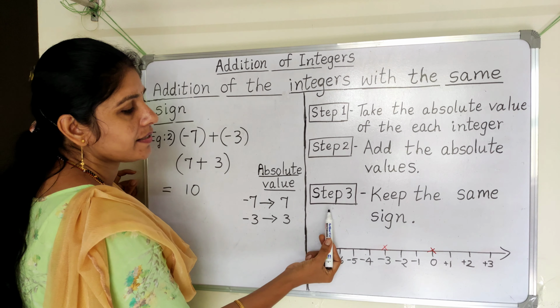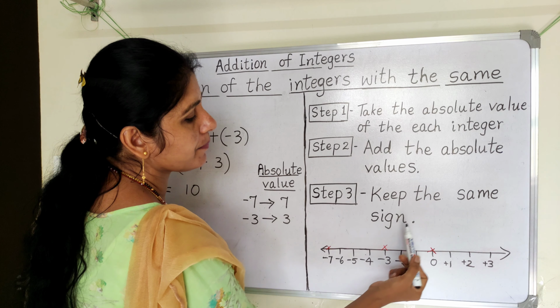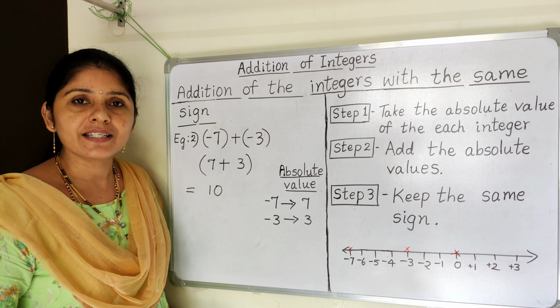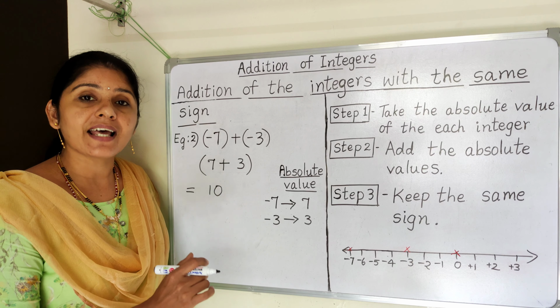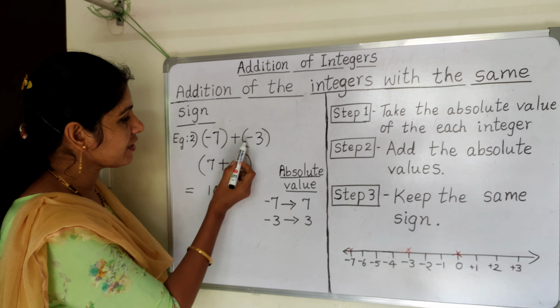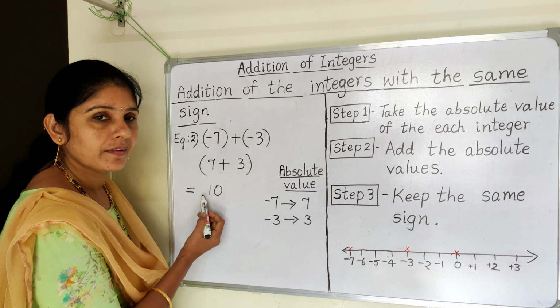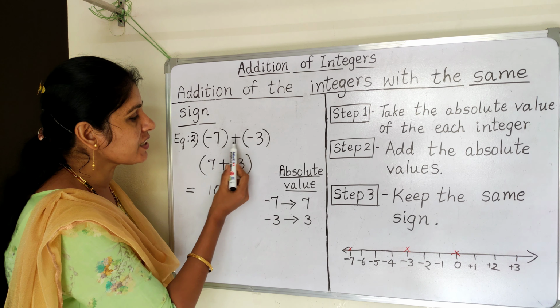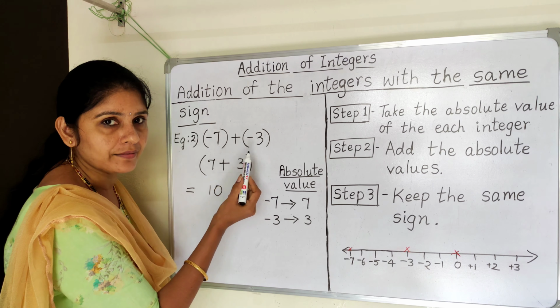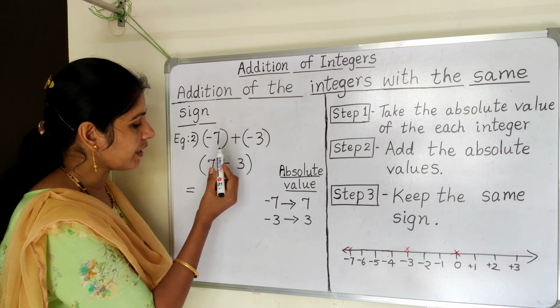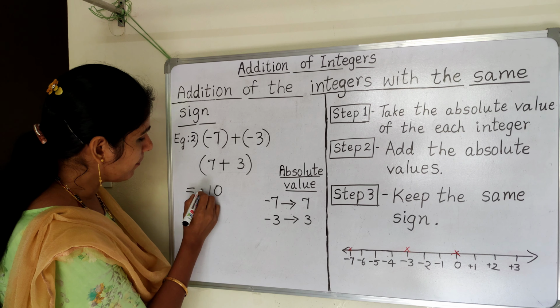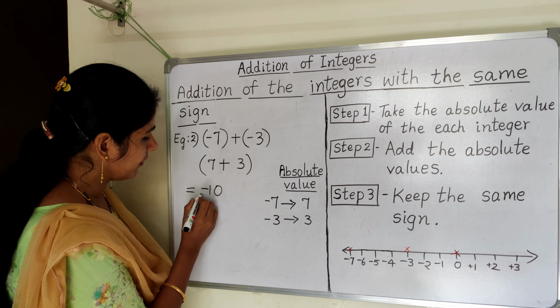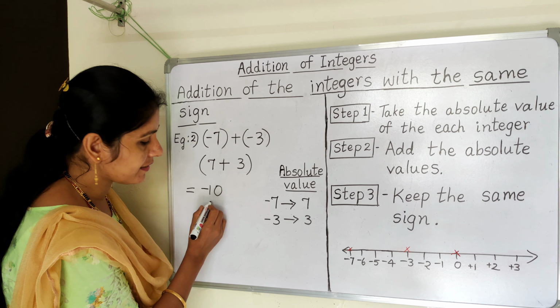Now observe step 3. Keep the same sign. It means we have to write the sign of the given integers in the answer. Here both the integers got the negative sign, minus sign. So the answer also gets the minus sign. The answer is -10.